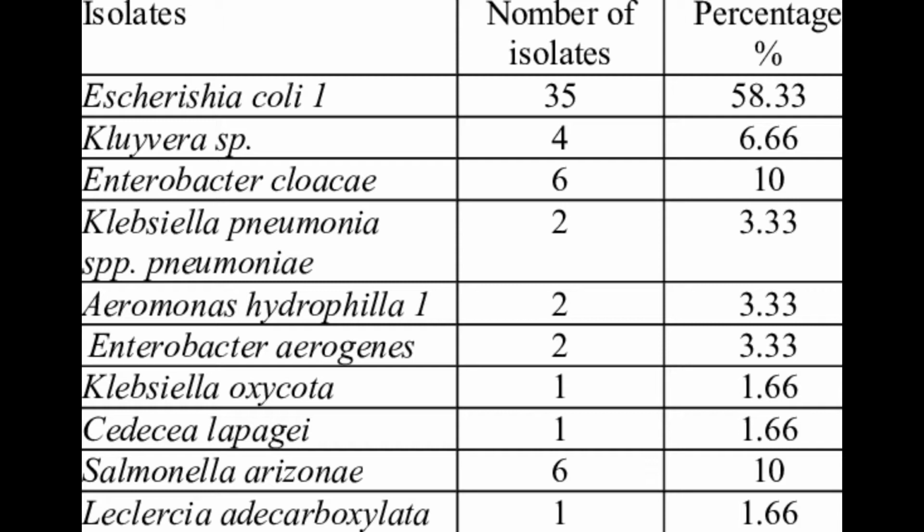Then we have the deoxycholate citrate agar or DCA, which has colorless colonies. Then the Hektoen enteric agar or HE has bluish-green colonies, and H2S producers show black centers.